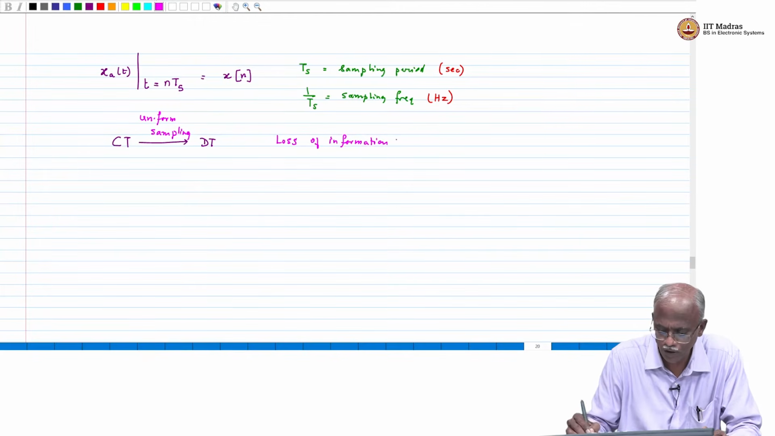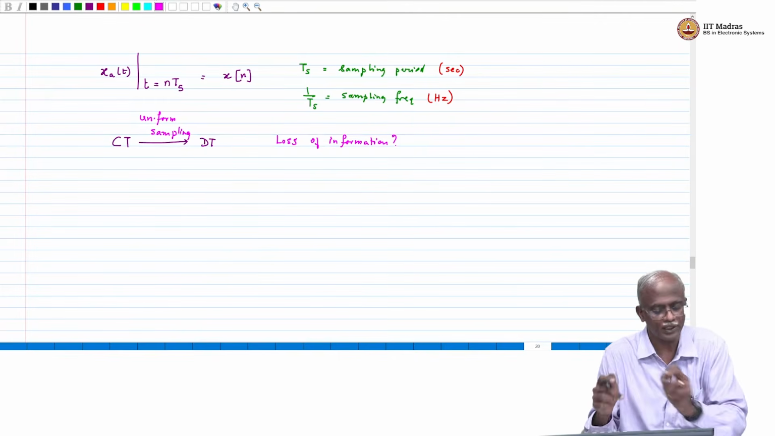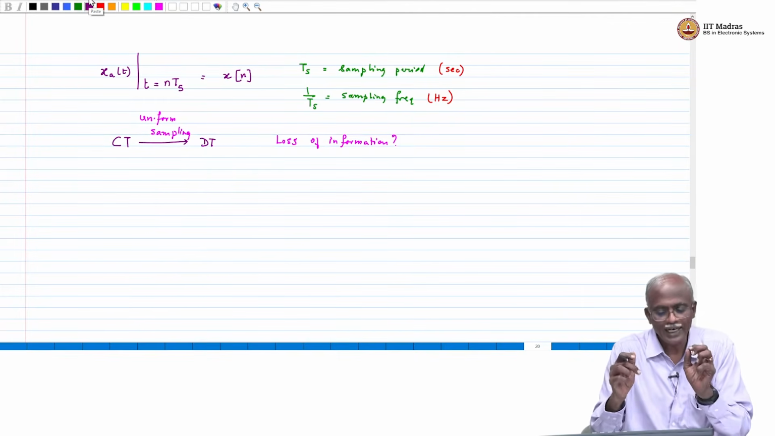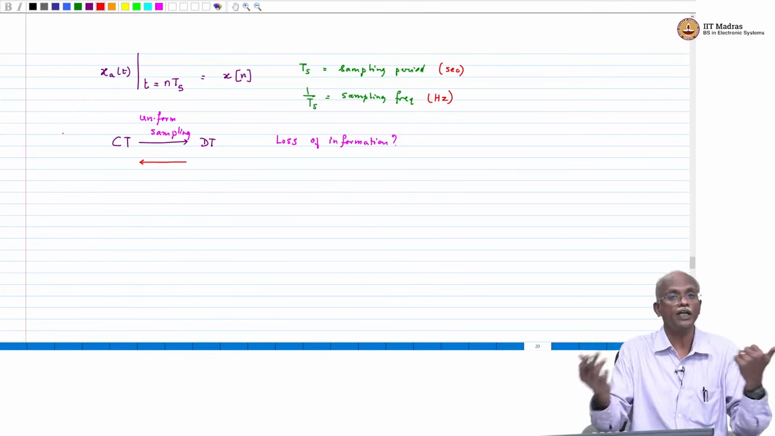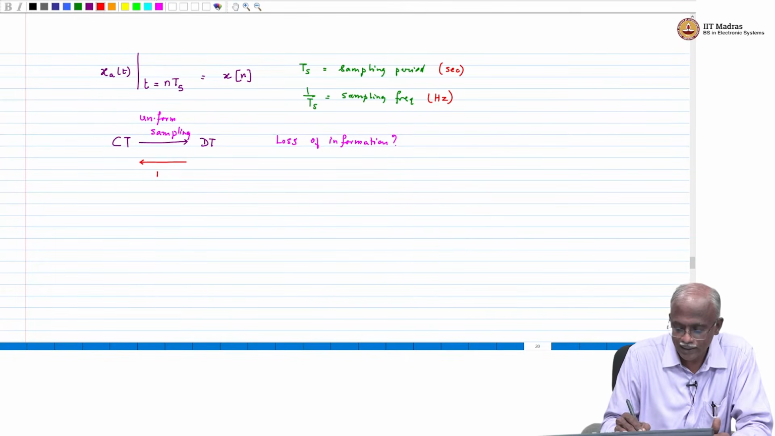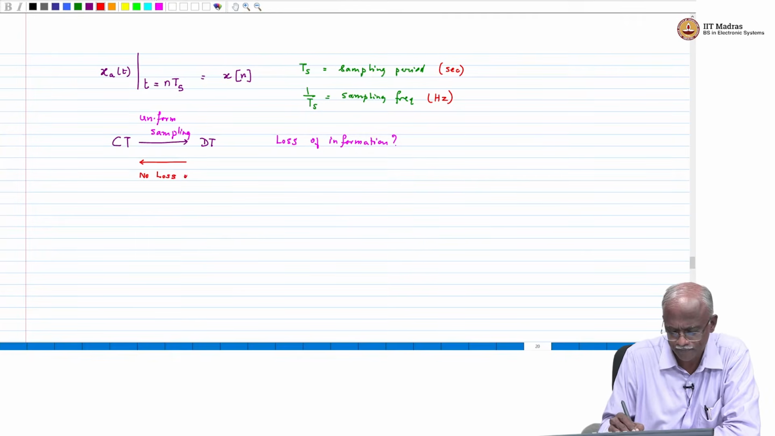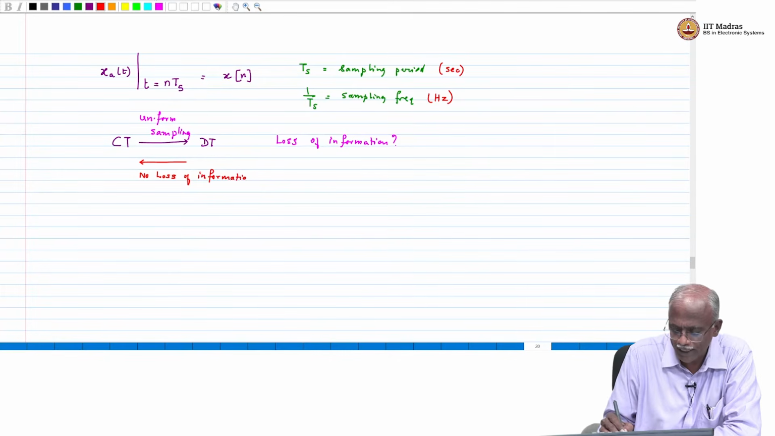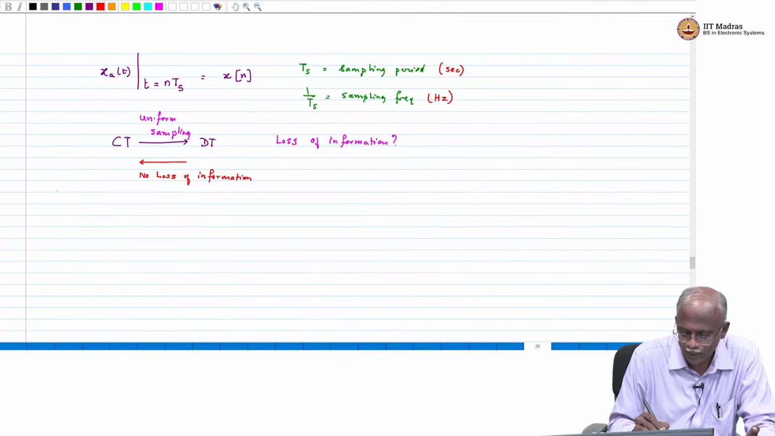This is something that we must always answer: when you went from continuous time to discrete time, did you lose any information? The proof of saying that I did not lose any information is to say that I can always reconstruct the continuous time signal one more time. This is a guarantee that there is no loss of information. Only when there is no loss of information can you go in the backward direction. And the way by which we guarantee that there will not be any loss of information is called the Nyquist sampling theorem.